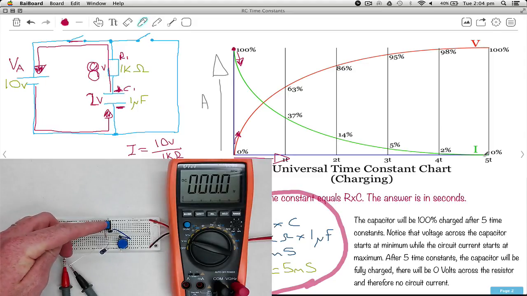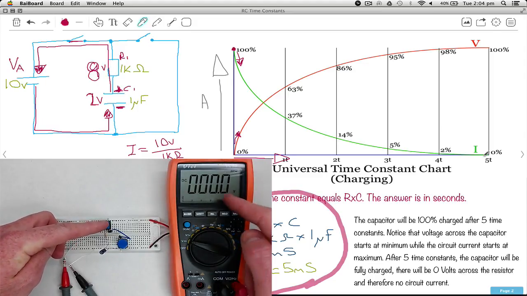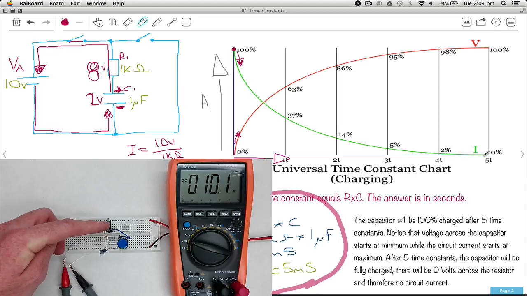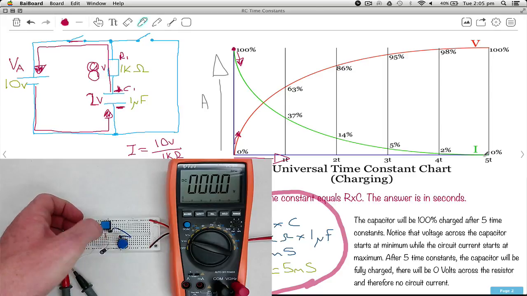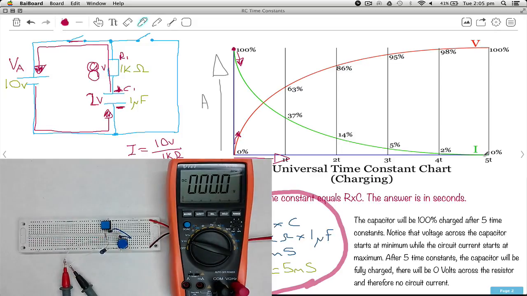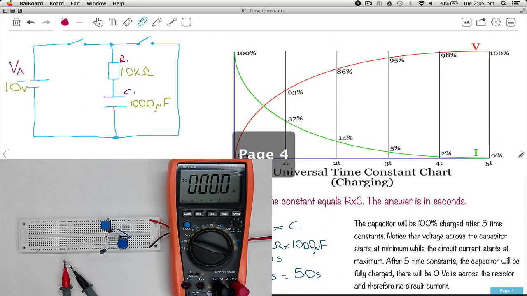So it's going to be basically an instant thing. I press this and have a look at what happens here. So pretty much instantly it went to 10 volts. What about discharging? So instantly 0 volts. An instant charge, instant discharge. So really quick. But what if we want to actually see this change?